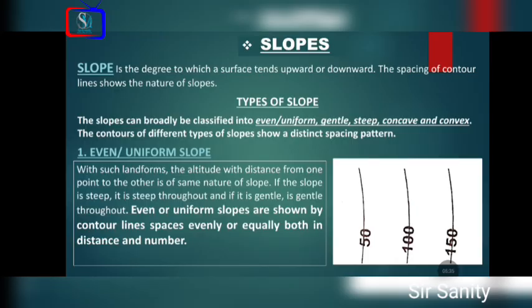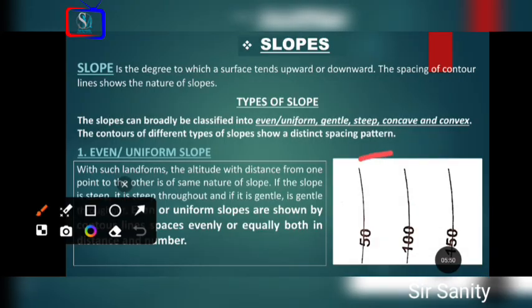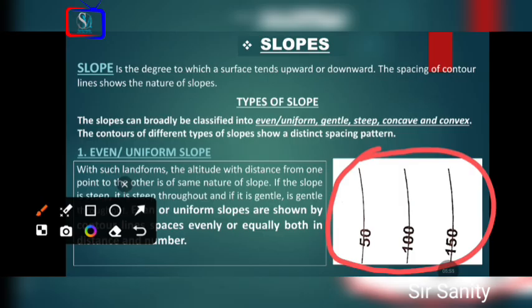So when it's an even slope, the altitude with distance from one point to the other is the same. If the slope is steep, it is steep throughout. And if it is gentle, it is gentle throughout. Like if you look at the contour image I have around here, you could see that the space and the distance between all these contours is uniform, is equal, which tells you that the relief of that area is having a uniform or an even slope.